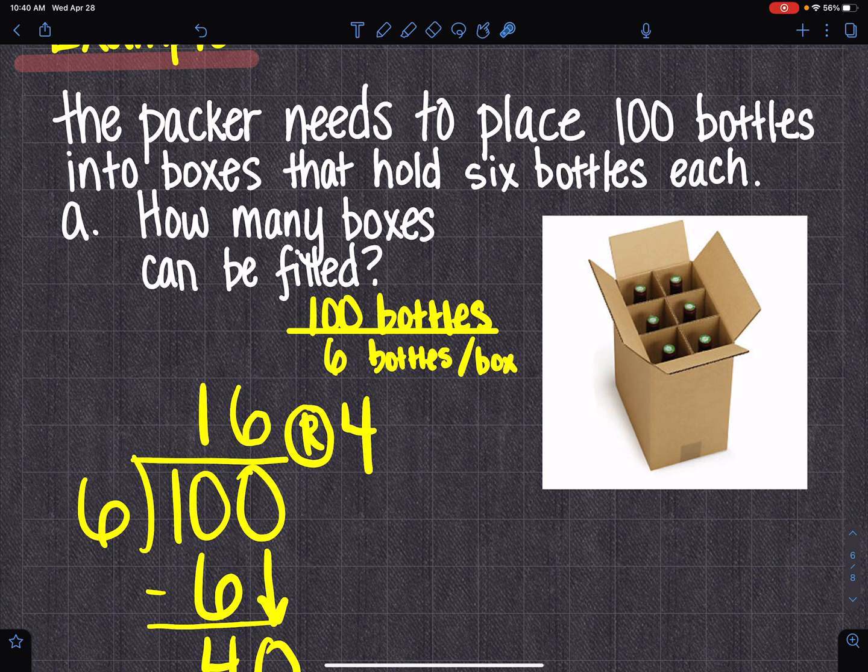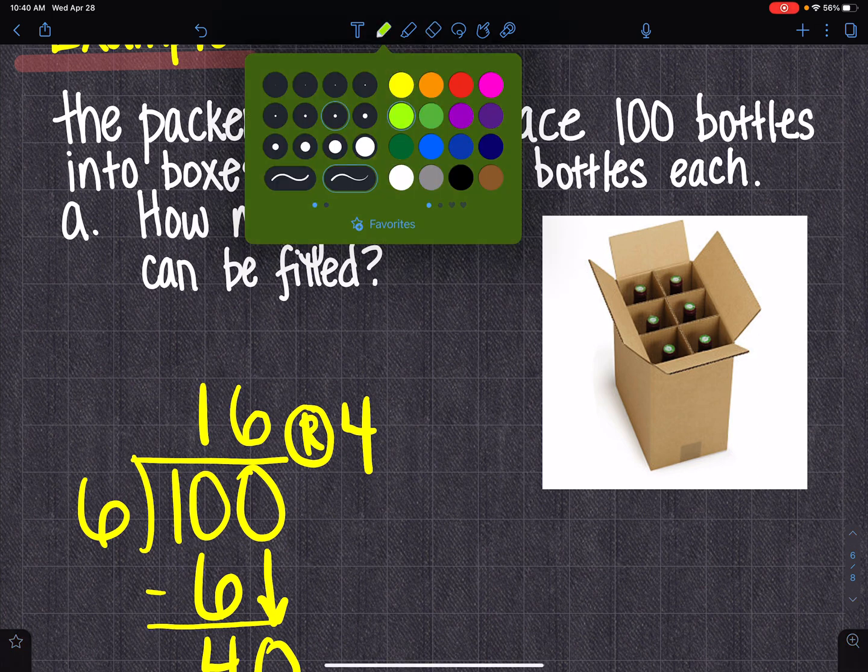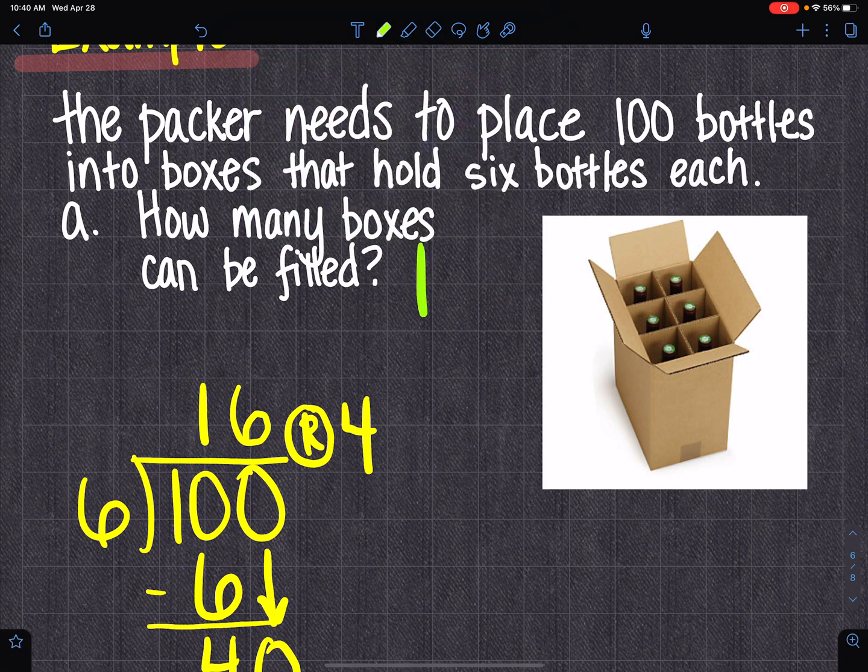All right, so how many boxes can be filled? We have to closely identify what they're asking. How many boxes are going to be full? If they want to know how many boxes are going to be full, then we ignore the remainder for now. And the answer there is going to be 16. 16 boxes will be full, okay?